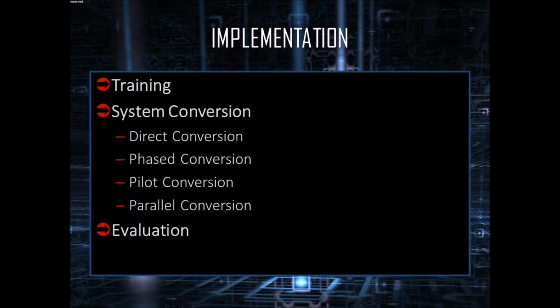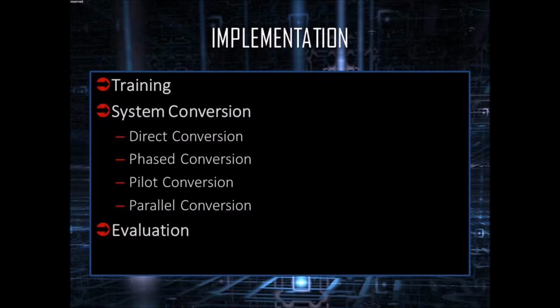So let us now discuss the system conversion. The system conversion stage is the time when you actually pull the plug on the old system and make the new one run. Depending on the delicate nature of the process, there are 4 ways of doing the conversion. The first one is the direct conversion. The second one is the paced conversion. The third one is the pilot conversion. And then the fourth one is the parallel conversion.